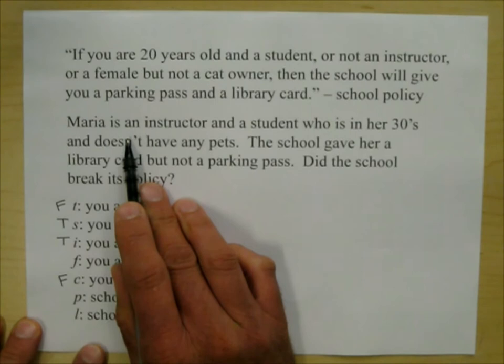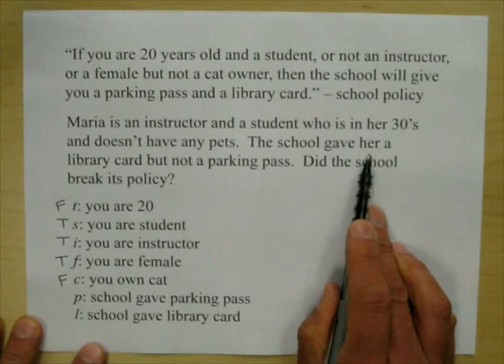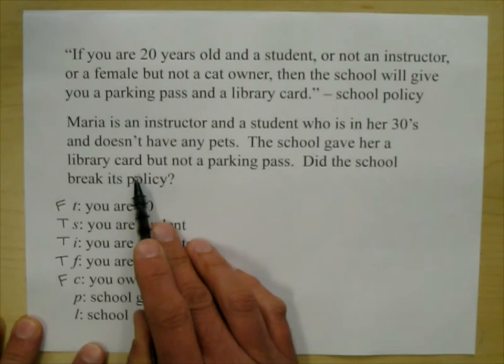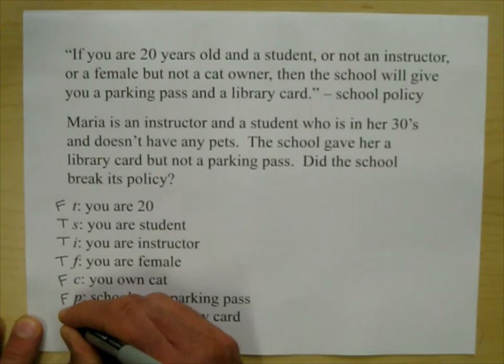Also, we have Maria, and we're going to assume you are female. We're going to say true for that. Okay, the school gave her, and look at the way it's written. There's a her there, so, you know, we put a true there. A library card, but not a parking pass. School gave parking pass. It's false for Maria. School gave library card is true. Okay, so I have these simple statements and have some truth values. Did the school break its policy?